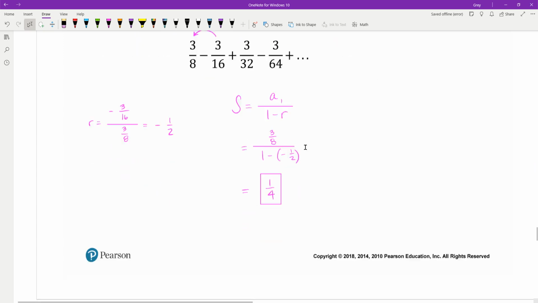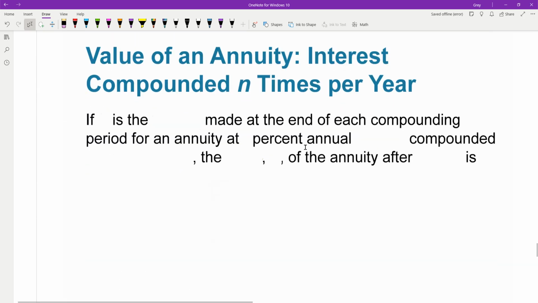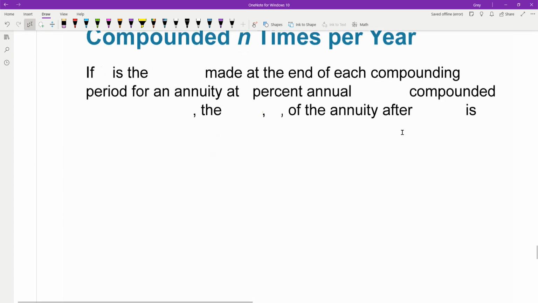Okay, last thing we got to talk about is the value of an annuity. An annuity is an investment that a lot of people have, and they use it for retirement, and it pays out money to you over a period of time. So we have this big formula. You don't have to memorize this formula. It will be given to you in the problem. But you've got to know what all the letters in it mean.